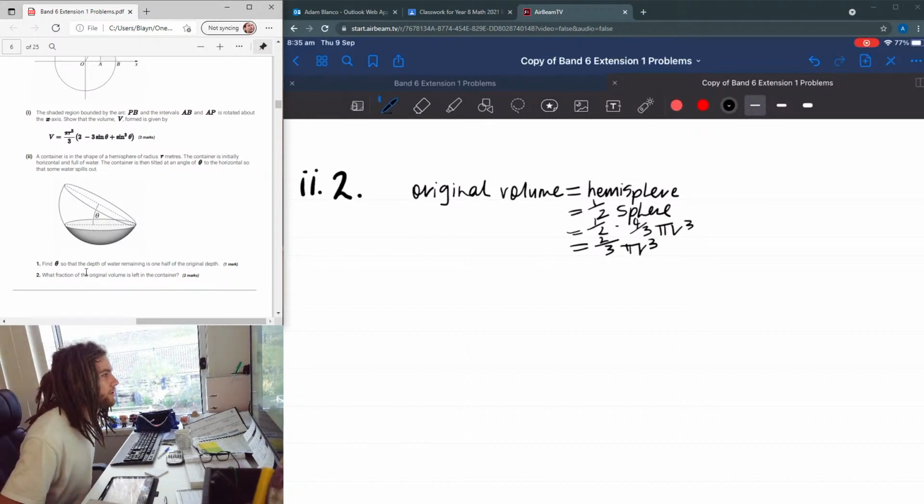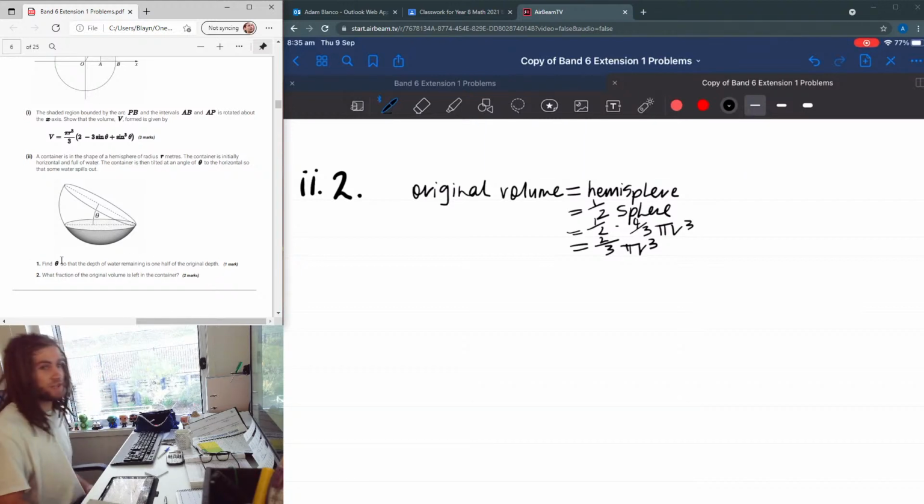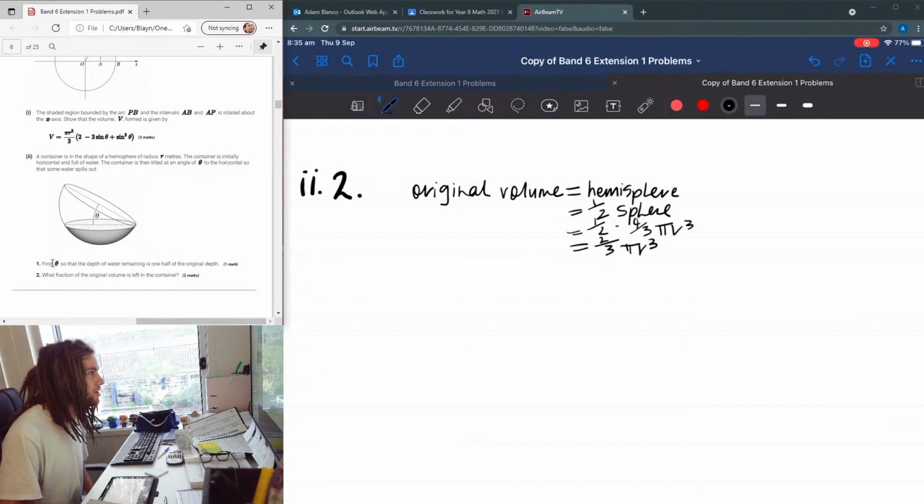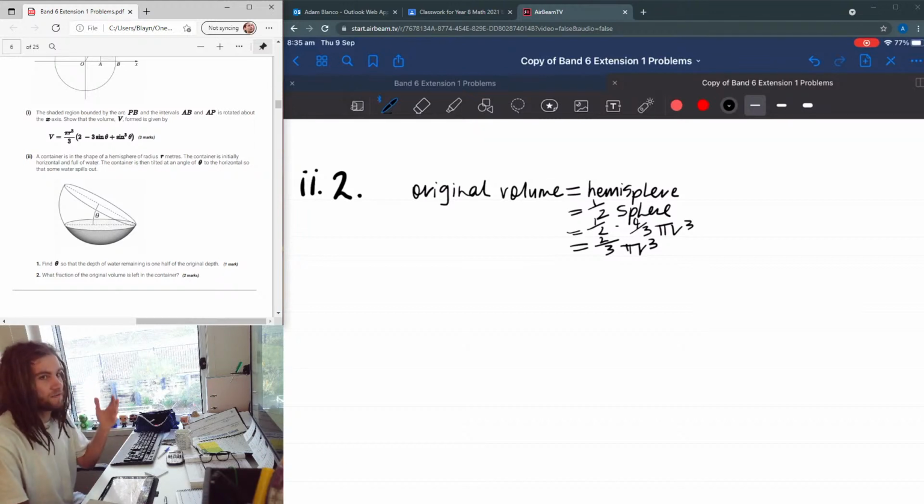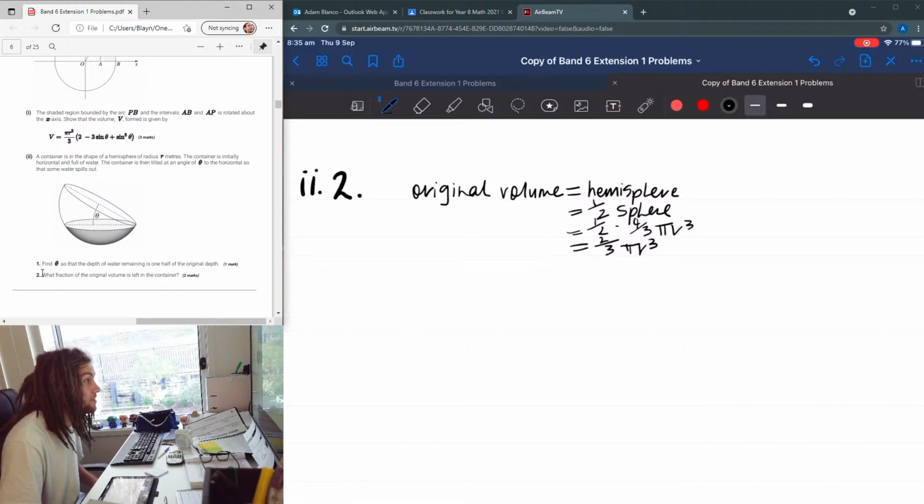And then it says what fraction of the original volume is left in the container. It's kind of implying that it's relying on the last question, because it hasn't said for this value of theta or anything like that. It's just said, find theta and then tell me what fraction is left. So it's kind of backing off the last part. I think it's worded a little bit controversially, because it should maybe say at the same theta what fraction of the original, because it doesn't really make that clear. Maybe that's just me.